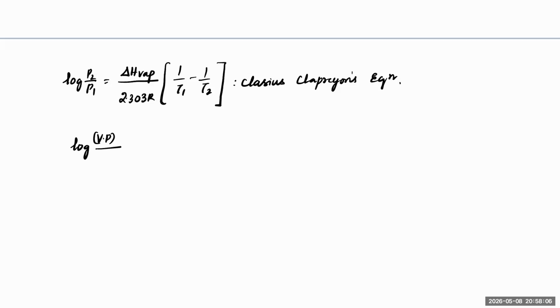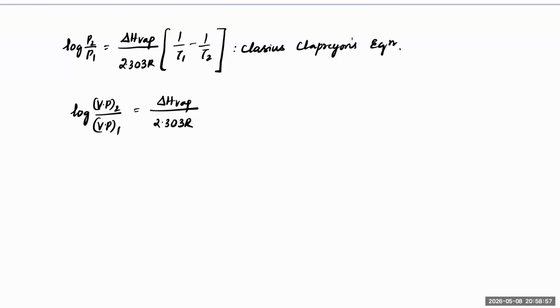So I can write this as vapor pressure 2 by vapor pressure 1 is equal to delta H of vaporization by 2.303 R. So log of vapor pressure 2 by vapor pressure 1 is equal to delta H of vaporization, this into 1 by T1 minus 1 by T2. So the same equation can be written in terms of vapor pressures.